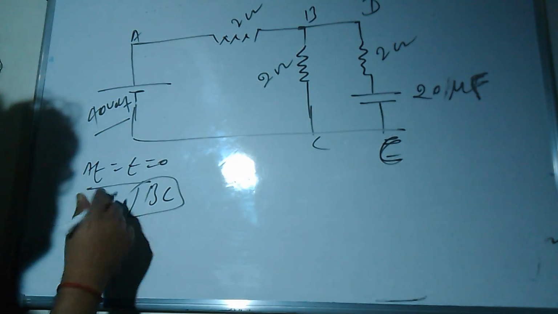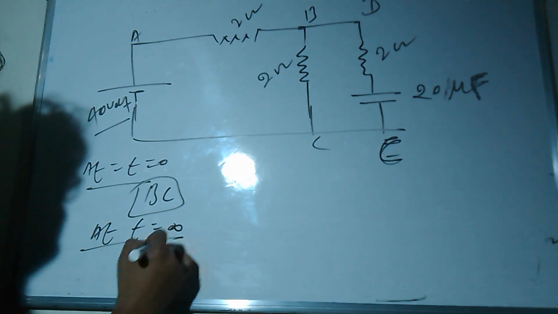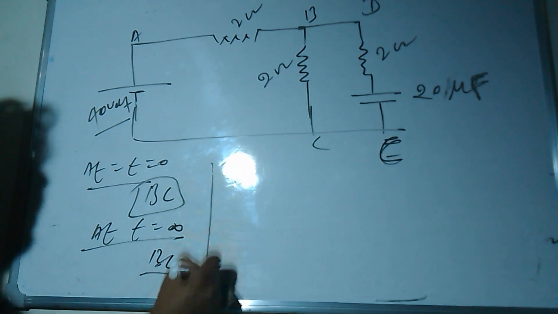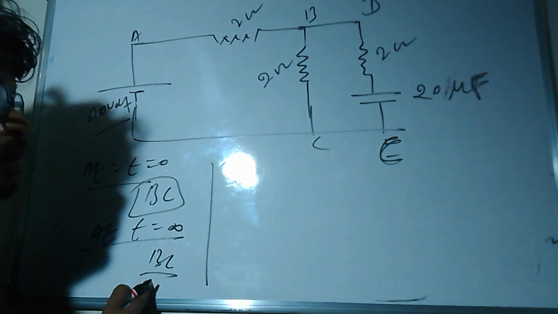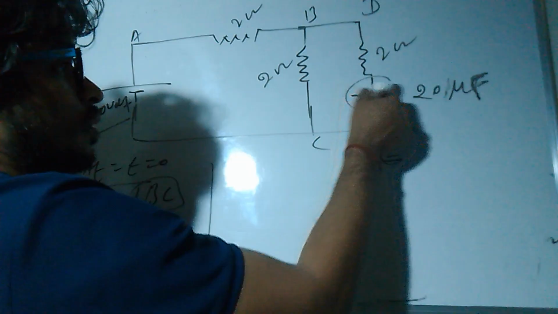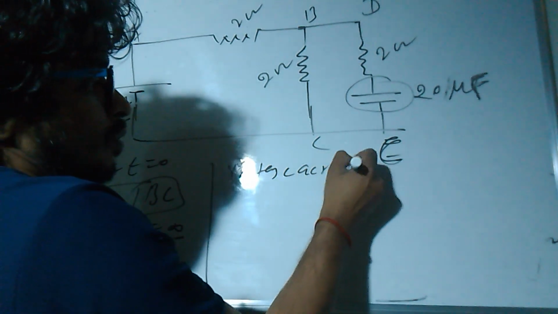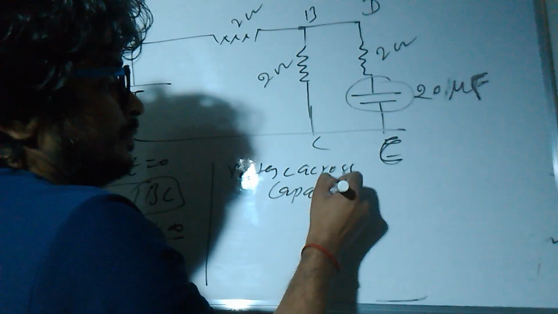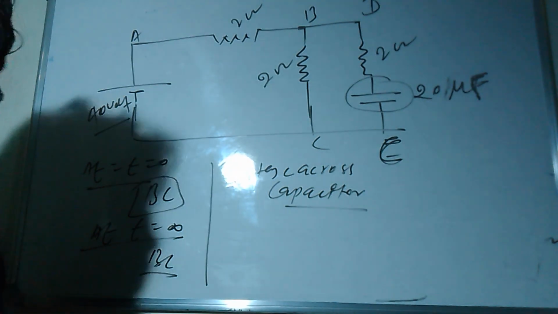At t equals infinity we need to find the current across BC, and also the voltage across the capacitor. So if you understood this question, you can solve anything. You have to apply all the concepts over here.